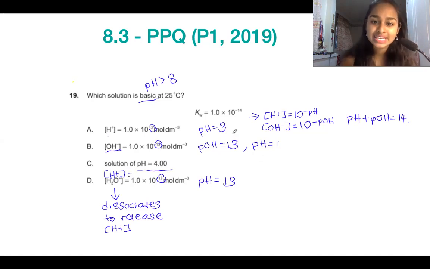So which one is basic? So pH of 3, no, that's acidic. pH of 1, also acidic. pH of 4, again acidic. And so the answer is going to be D. A pH of 13 is very much basic.